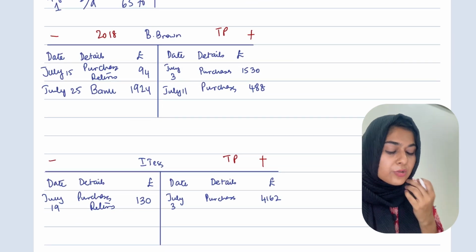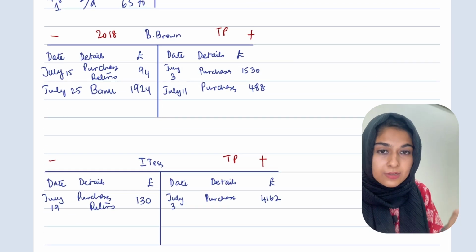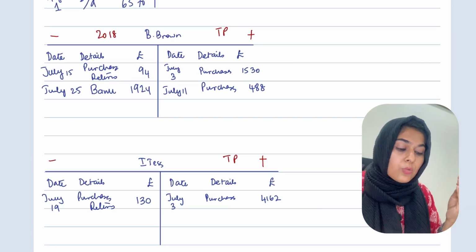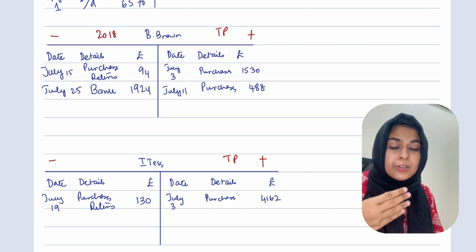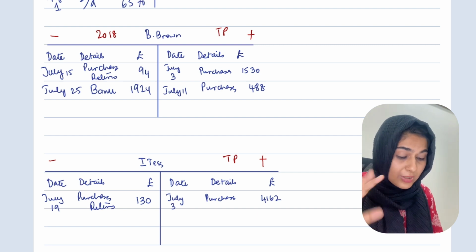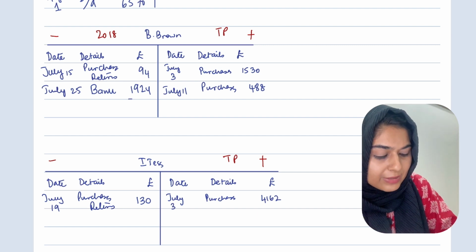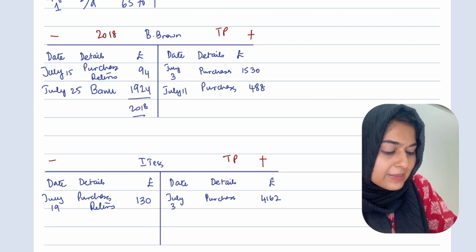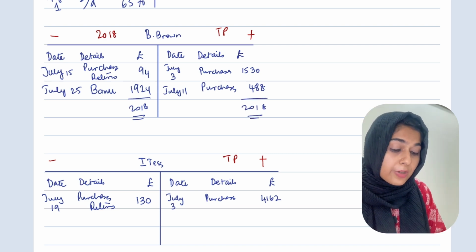Again B Brown का जो है वो बैलेंस नहीं होगा, because दोनों साइड का बैलेंस सेम हो गया है. So whatever we had purchased from B Brown, we returned some amount and then we paid the whole thing. So whatever was owing was paid. So now this account is balanced, और इसके अंदर कोई भी बैलेंस बचा हुआ नहीं है. So we don't need to write balance carried down brought down for B Brown.